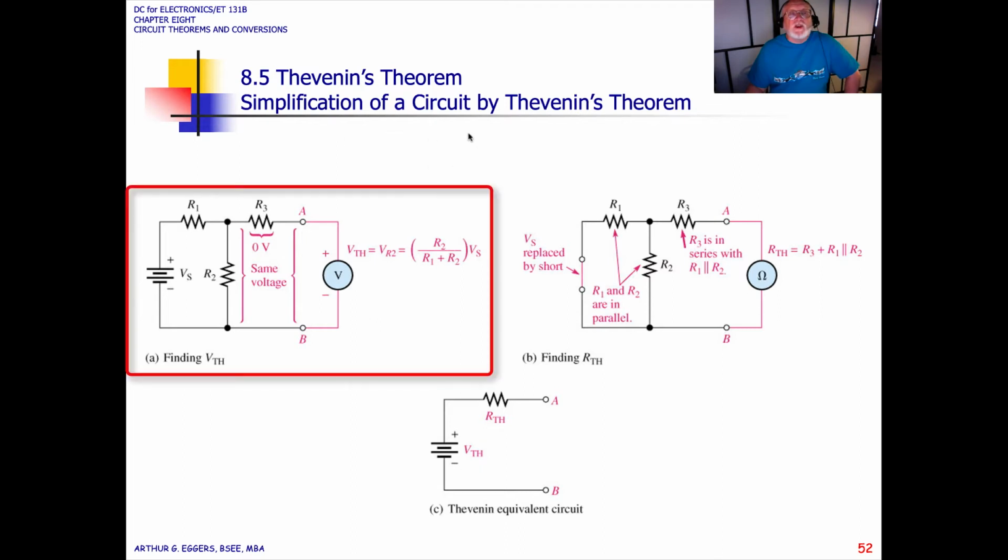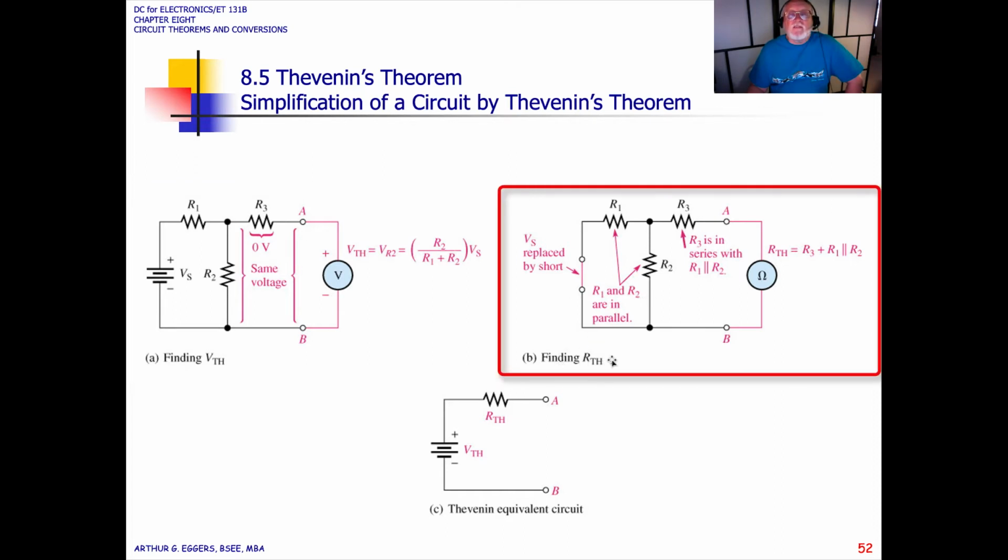So in simplifying a circuit by Thevenin's theorem, what we do first is, in this case here, we're going to Thevenize it and determine the Thevenin's equivalent voltage source. So in this case, we've got a resistor, 1, 2, and 3, and a source. We're going to put a meter on it here. And the meter then would, in essence, be looking at the voltage across V2, and the measurement would be R2 divided by R1 plus R2 times the source.